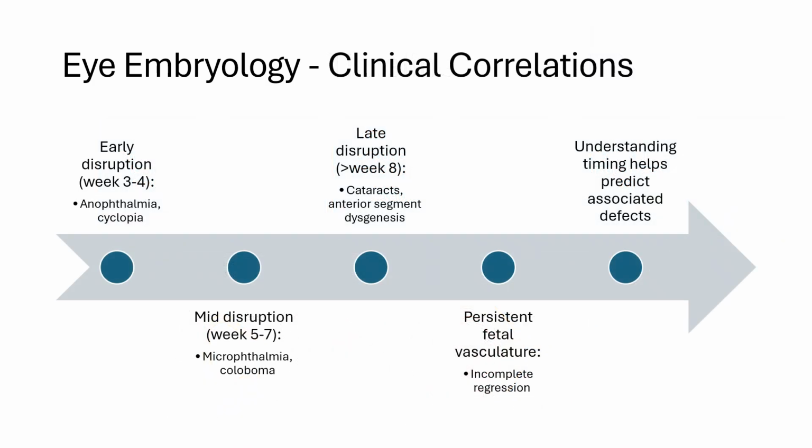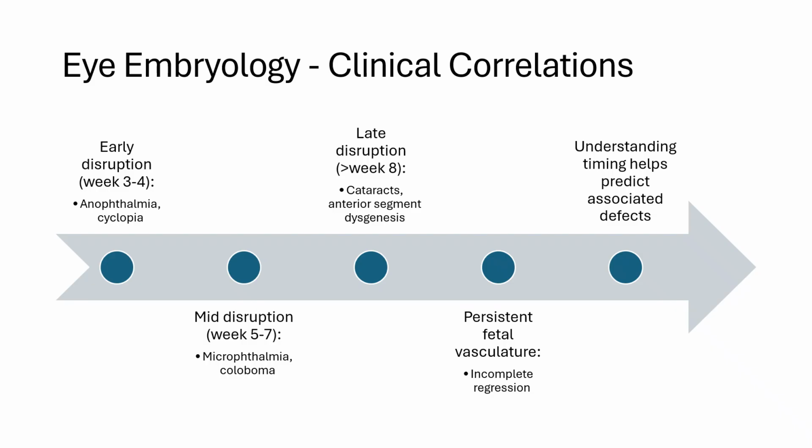Timing determines everything in eye embryology. Early disruptions between weeks 3 and 4 cause the most devastating anomalies: anophthalmia, where the eye fails to form, or cyclopia from holoprosencephaly. These infants typically have severe brain malformations incompatible with life.